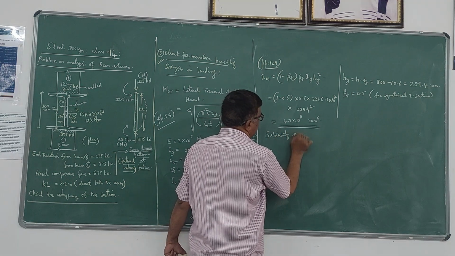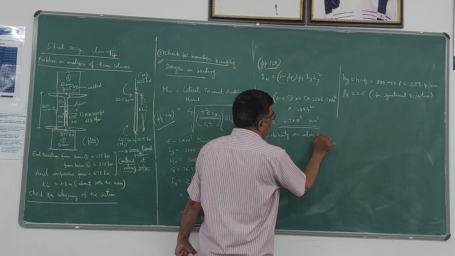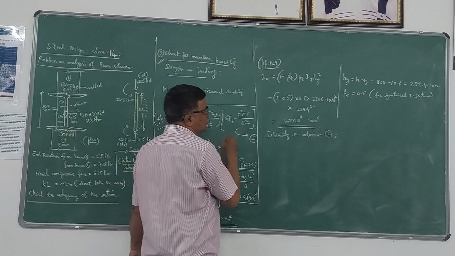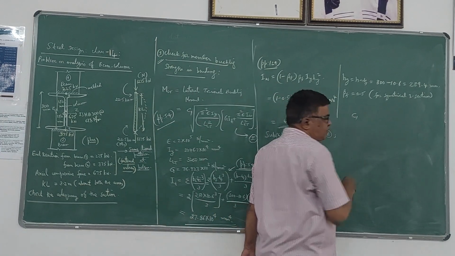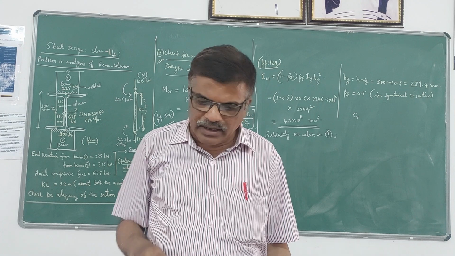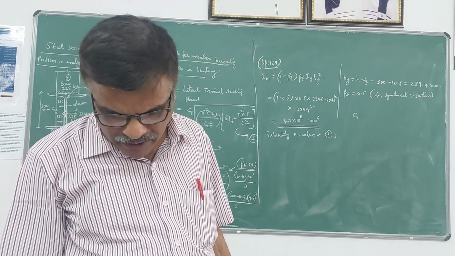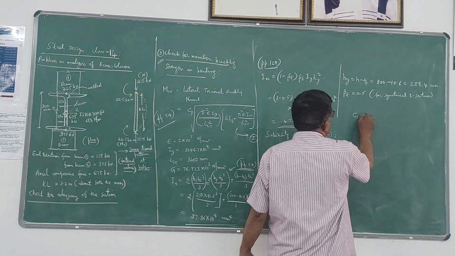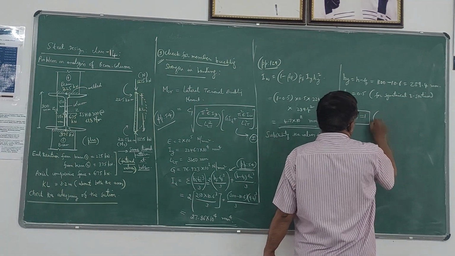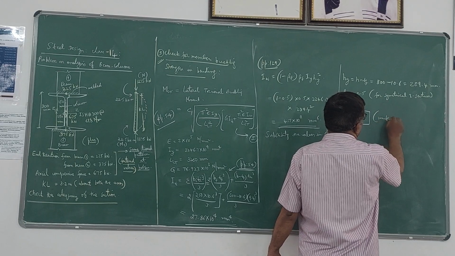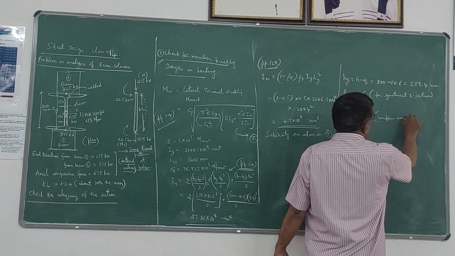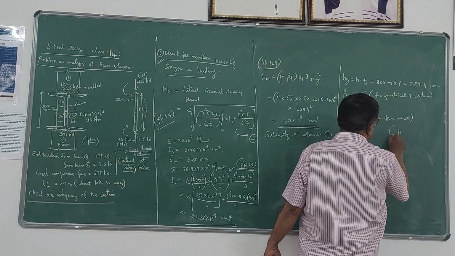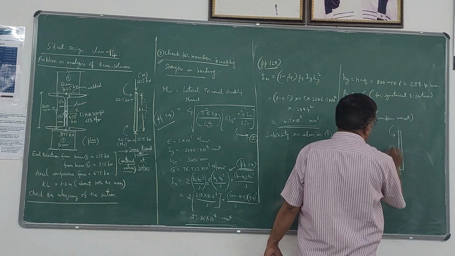Substituting the values in 1, you will be getting the C1 value, of course. C1 value you can get from the table which is available on page number 129. So C1 is actually equal to 1. This is because uniform moments are acting at both the ends. The column is subjected to uniform moment here and here, so both are equal to M only.